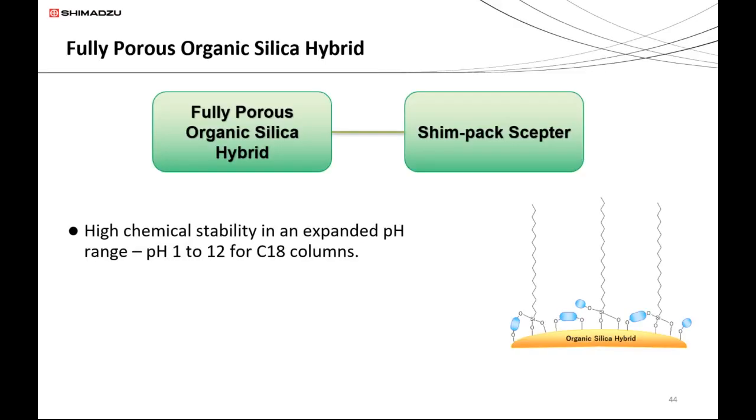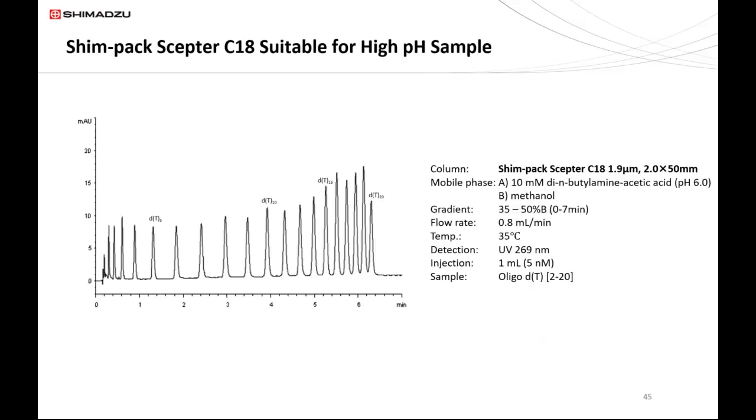In the event that you need a wider pH range for your analysis, our SHIMPAC scatter series, which is packed with fully porous organic silica hybrid particles, would be the ideal choice. The SHIMPAC scatter C18 column has the expanded pH range of 1 to 12 for a C18 column. One application that requires such high pH stability is the separation of oligonucleotides.